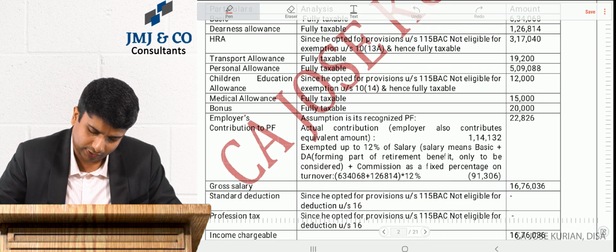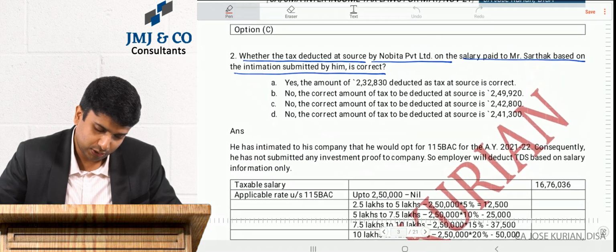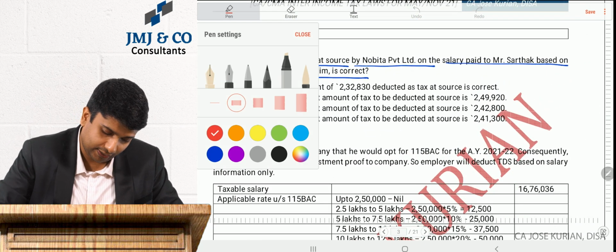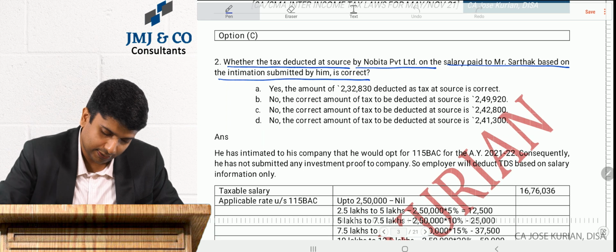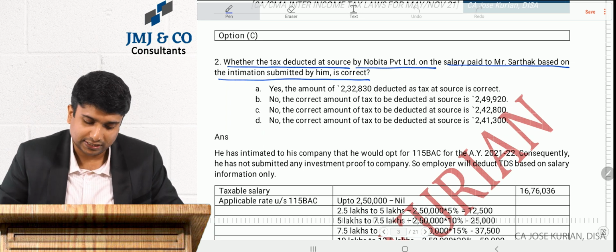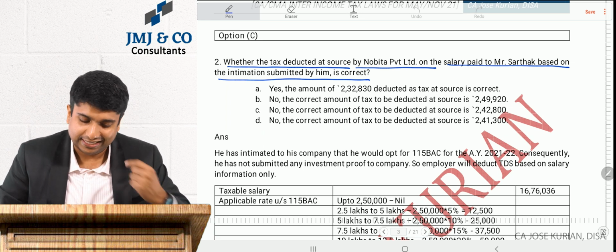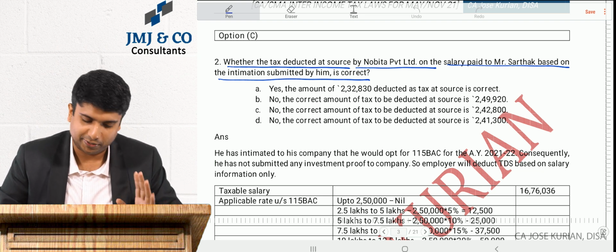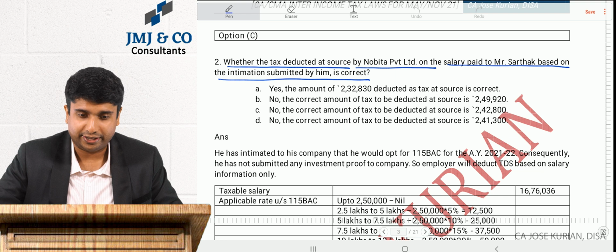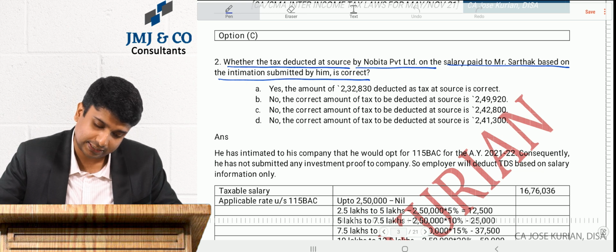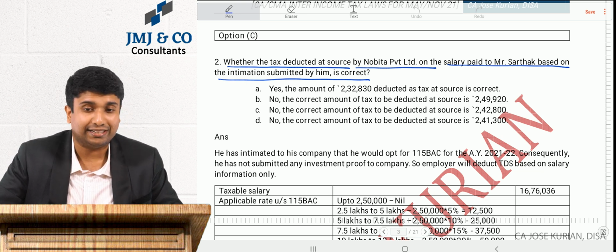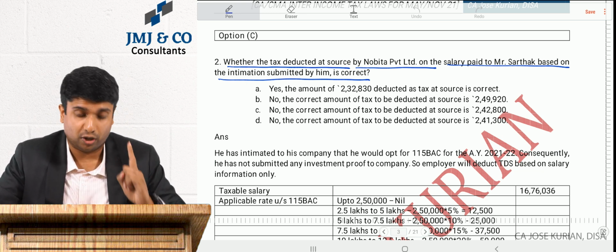And friends, which all are the alternatives as per question number 2? Alternative number 1 says, yes, the amount of 232,830 deducted as tax at source is correct. No, it is not correct, because our figure is not that. So what is the next alternative given? The next alternative says no, the correct amount of TDS is 249,920, and that's the answer we got.